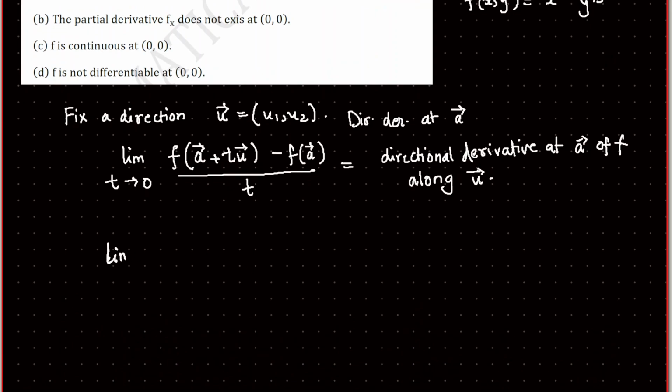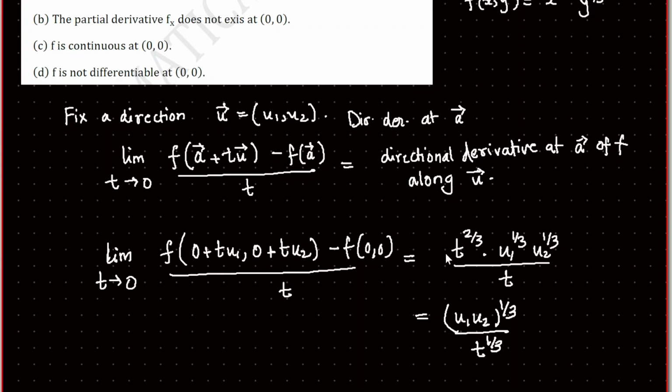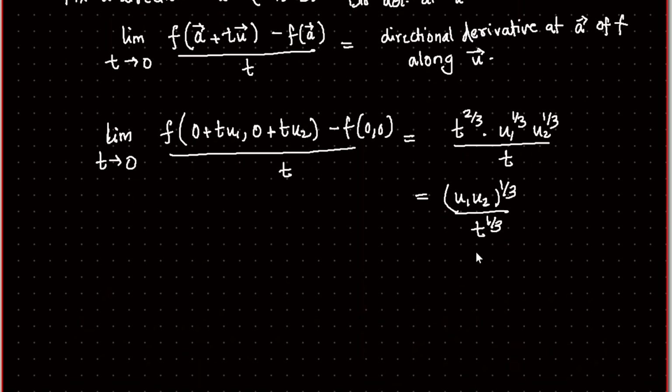Similarly, let's look at the directional derivative at 0 comma 0. So what do we have? Limit as t goes to 0 of f of 0 plus t times u1 comma 0 plus t times u2, minus f of 0 comma 0, divided by t, which is nothing but t to the power 2 by 3 times u1 to the power 1 by 3 u2 to the power 1 by 3, by t, which is nothing but u1 u2 to the power 1 by 3 divided by t to the power 1 by 3, right? Now observe that as t goes to 0, this goes to infinity, right?